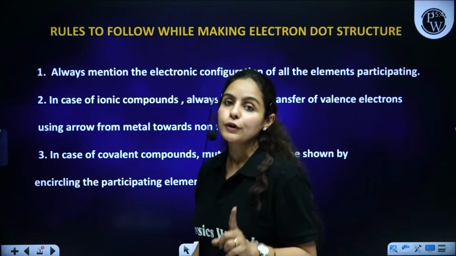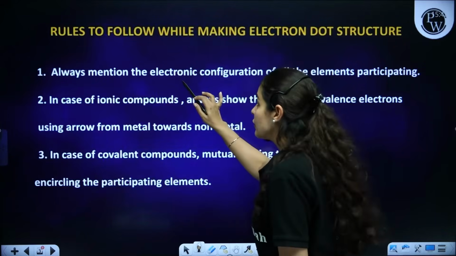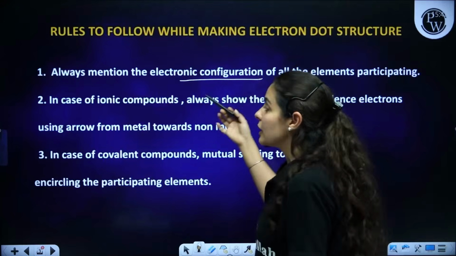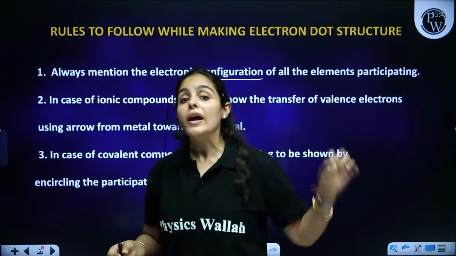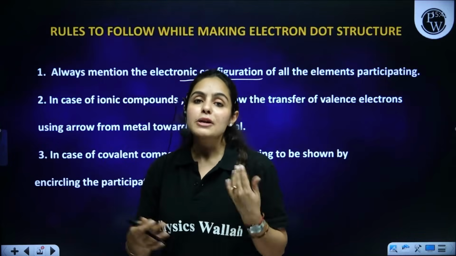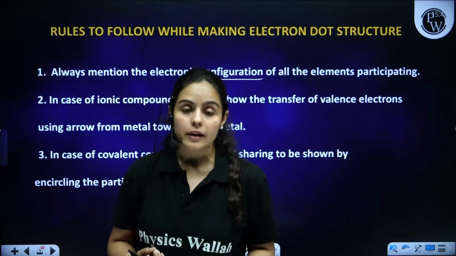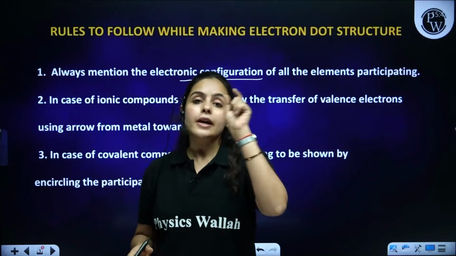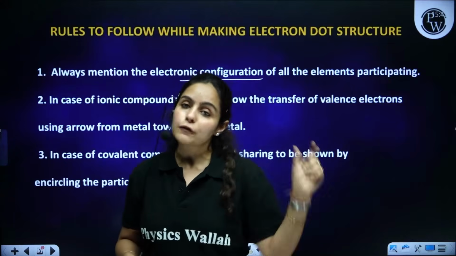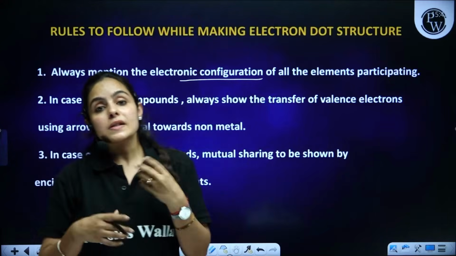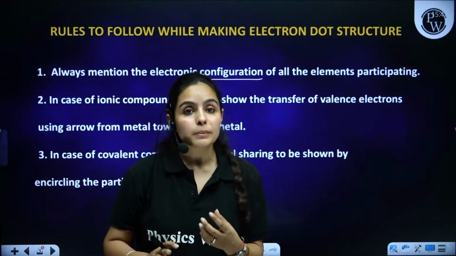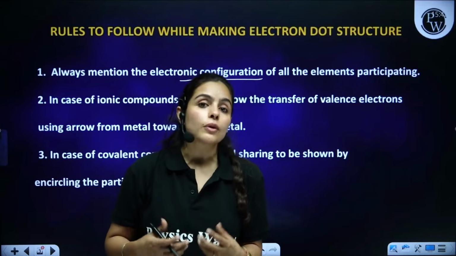So for that, what you have to remember is, while you're writing the formula, you should always pick each element from the formula and mention their electronic configuration. For example, calcium oxide, CaO. Give the electronic configuration for calcium and then for oxygen. Now, if it's an ionic compound or a covalent compound, based upon that, you have to follow other rules.